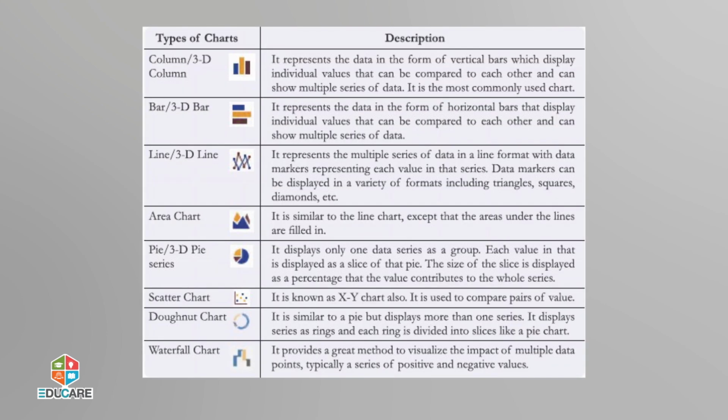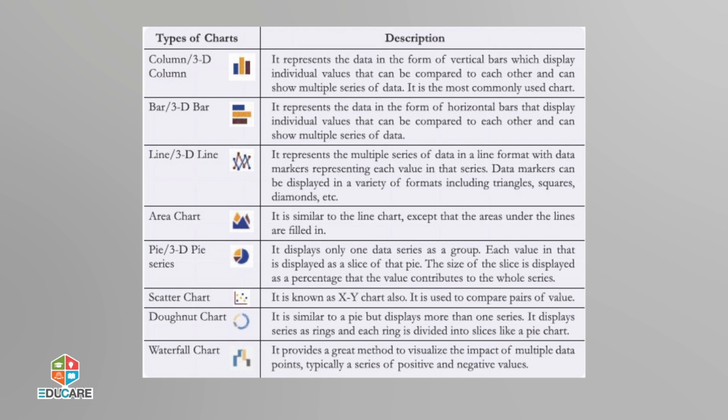Various chart types. Types of charts. Description. Column or 3D column. It represents the data in the form of vertical bars which display individual values that can be compared to each other and can show multiple series of data. It is the most commonly used chart.